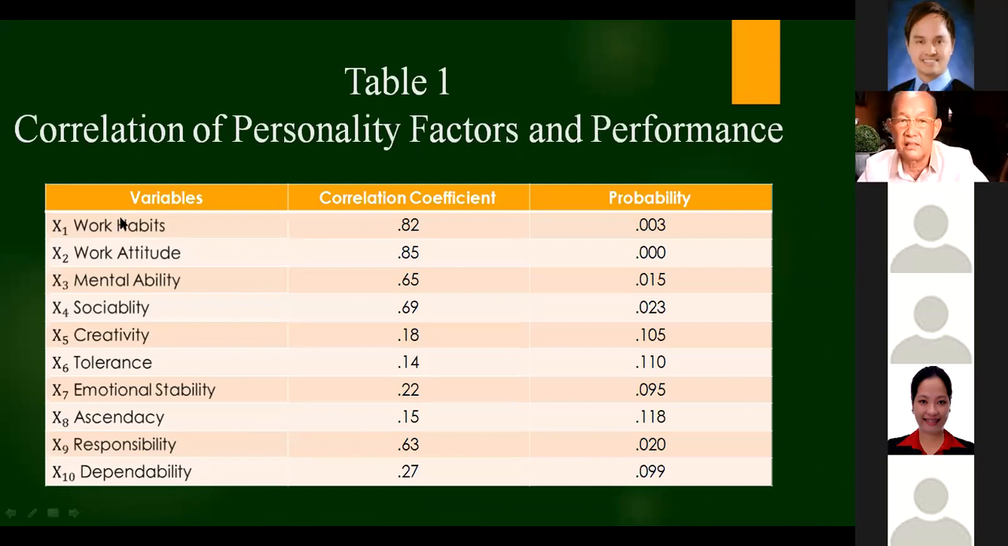Here you can see these are the 10 personality factors included in the study. Remember, your dependent variable is teaching performance. Correlating its personality factor and performance, you ended up with the following correlation coefficient results. Can you follow me, my dear co-teachers? Hello? Yes, Doc. Yes, sir. Yes, Doc. Thank you very much.